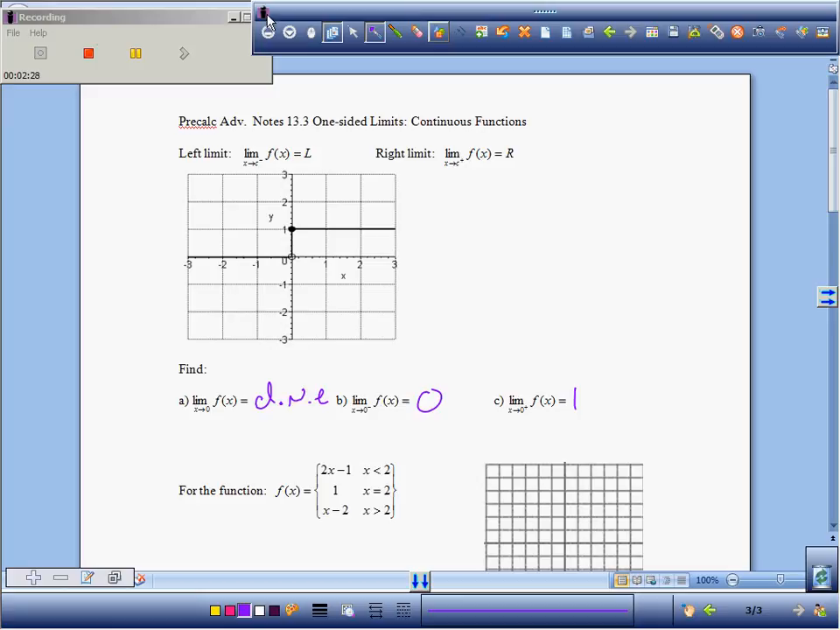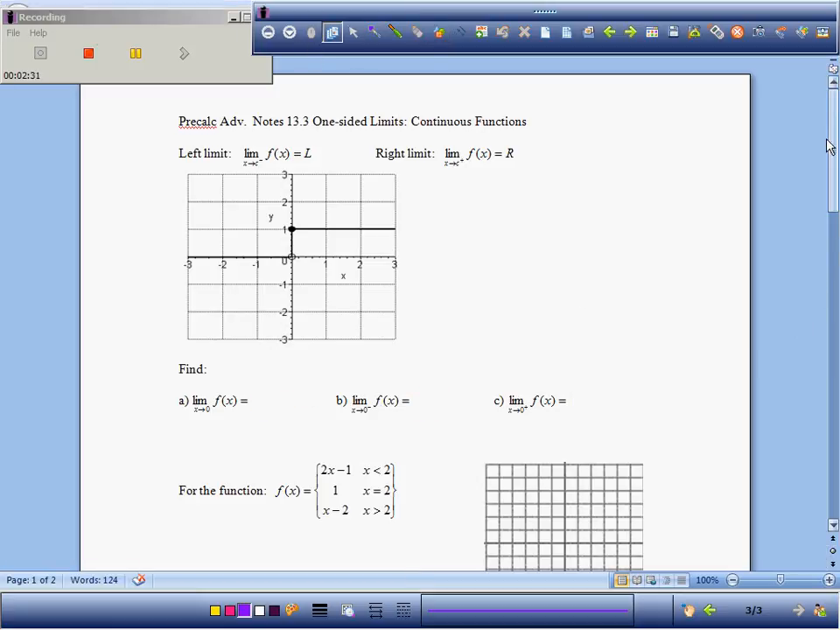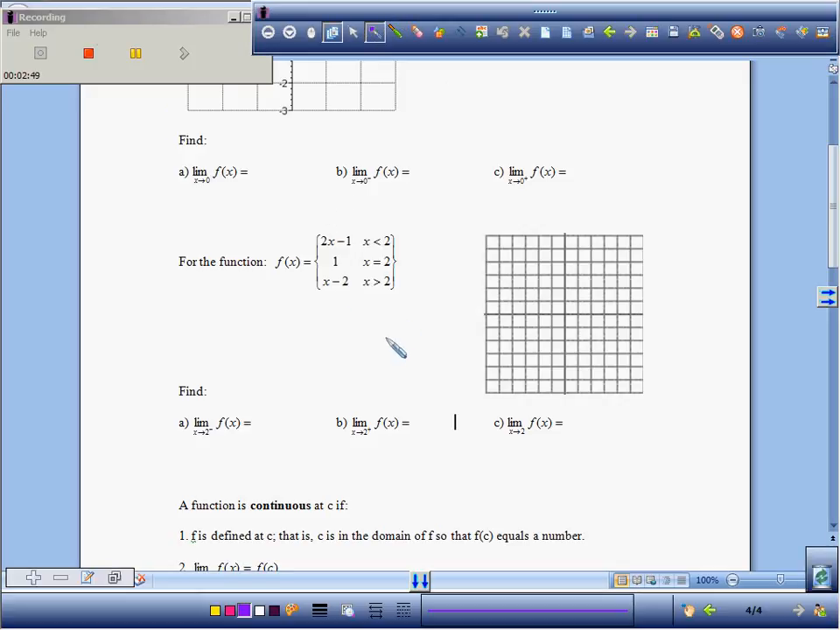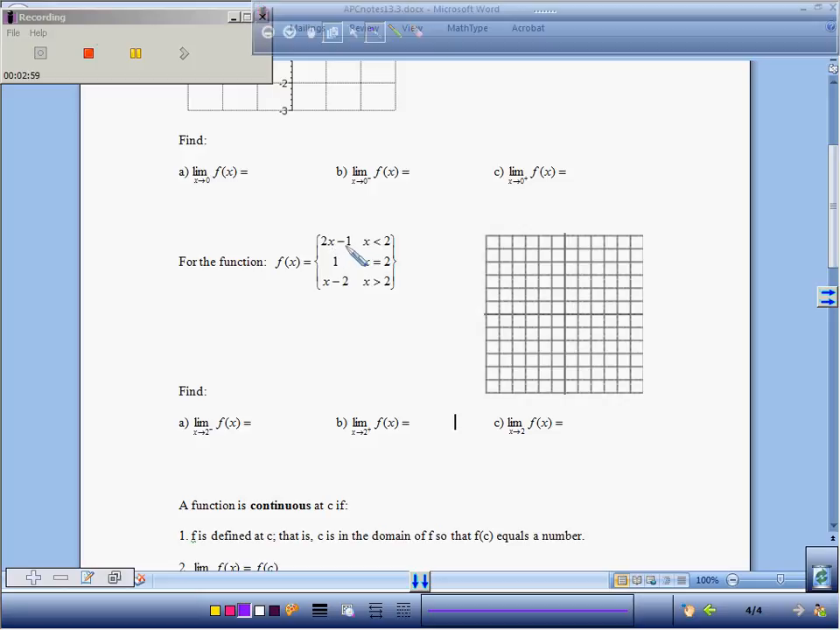All right. So, moving on. We have this function, which is a piecewise function. For the function f, find the limit as x goes to 2 from the left, x goes to 2 from the right, and as x goes to 2. So the way you graph these piecewise functions is by plugging in. First of all, I know what shape this is. What shape is this? 2x minus 1. A line, right?